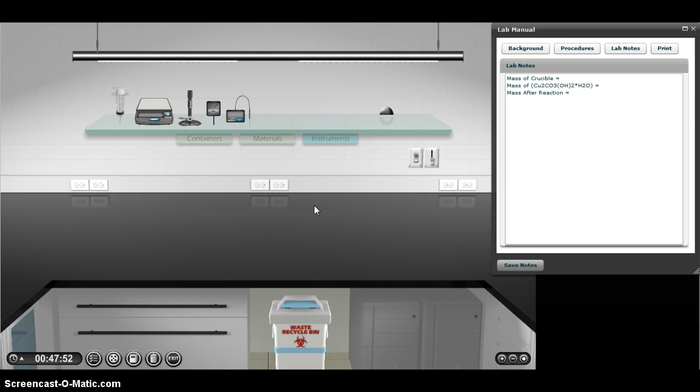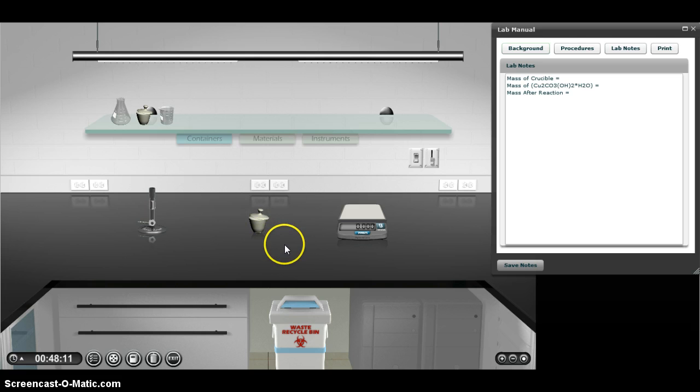First we're going to bring down the scale, which we'll use to measure the amount of copper carbonate hydroxide hydrate. And then second, we'll bring down our Bunsen burner, which we're going to use to heat our substance. And finally, we're going to bring down our last instrument, the crucible. It can withstand high temperatures and is used during many lab procedures, but today we'll be using it to hold our substance for the procedure.